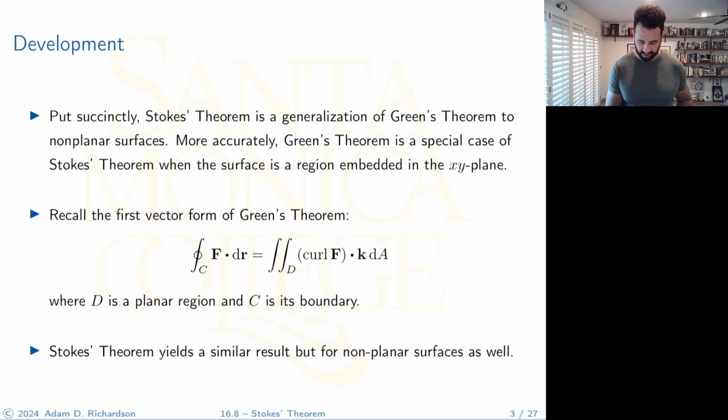The first thing I want you to do is recall this version of Green's theorem that we saw earlier in this chapter. This is one of the vector forms; there were two vector forms of Green's theorem. It says that if you wanted to compute this line integral, you could equivalently compute this double integral right here. Green's theorem was only for planar surfaces, so imagine the region is embedded in the xy plane. Stokes theorem yields a similar result, except it is for non-planar surfaces as well. So you can be out of the xy plane, like a parameterized surface, for example.